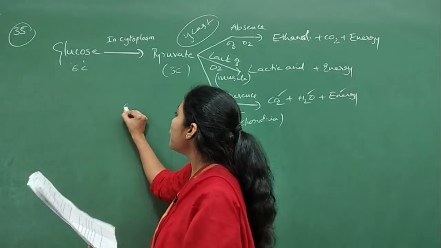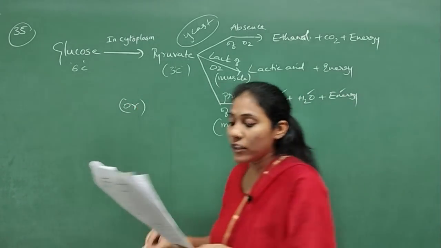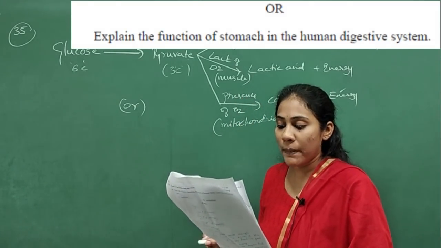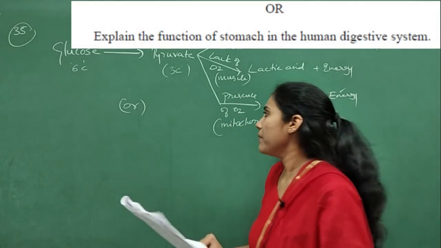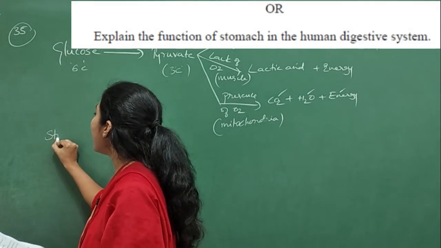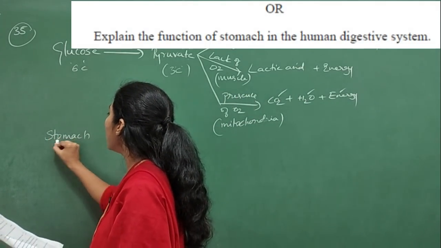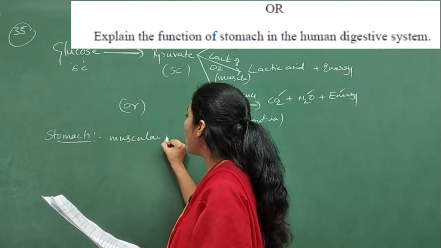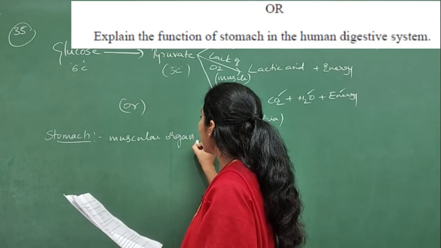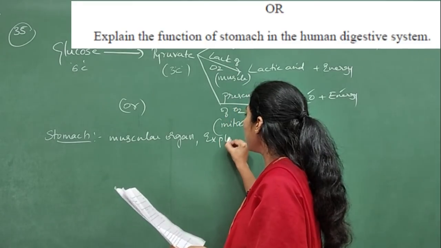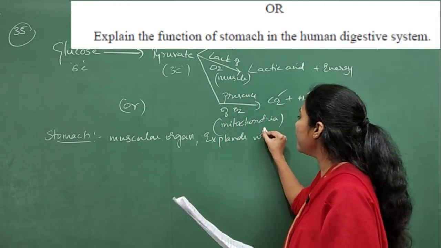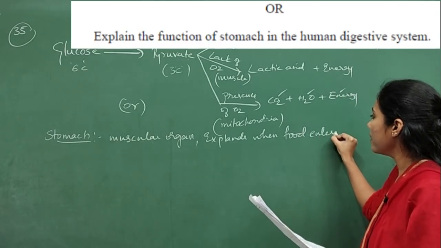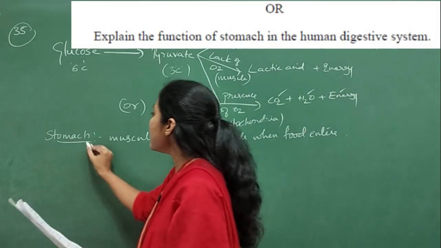But for the 35th question, you have OR question also. It is much simple. Explain the function of stomach in the human digestive system, right? So point wise, you can write the answer, guys. So first you tell what is stomach. It is a muscular organ that expands when food enters into it. Food enters, right?